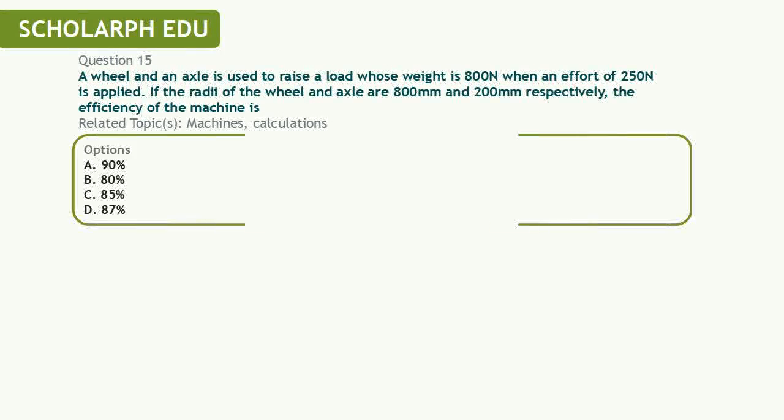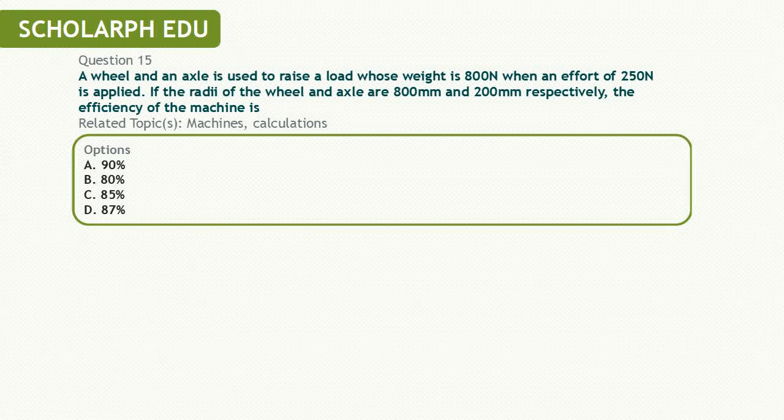Next question, also on machines. A wheel and an axle is used to raise a load whose weight is 800 Newton when an effort of 250 Newton is applied. If the radius of the wheel and axle are 800 mm and 200 mm respectively, the efficiency of the machine is?